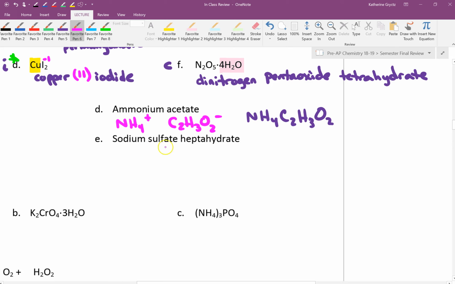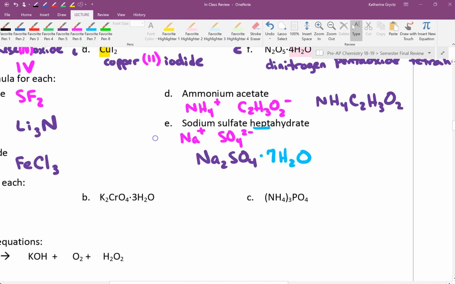And the last one is sodium sulfate heptahydrate. So sodium, if you look it up, has a +1 charge. Sulfate is a polyatomic ion. We look it up, it has a -2 charge. So when you put these guys together, we're going to crisscross their charges because they don't match. Okay, and then we have a water attached. We're going to go dot and then hepta. We're just going to put 7 H2O.